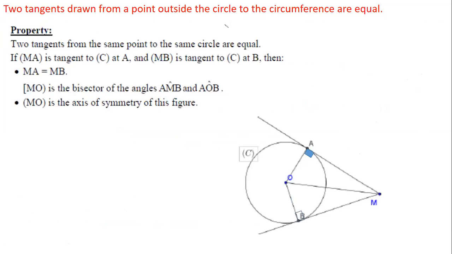Two tangents, if they are drawn to the same circle from the same point outside the circle, I will get MA equal to MB. So if I draw MA tangent to the circle and MB tangent to the same circle at 2 different points A and B, then the rule here says, it is a property: any 2 tangents drawn to the same circle from a point outside the circle will be equal. Then MA will be equal to MB.